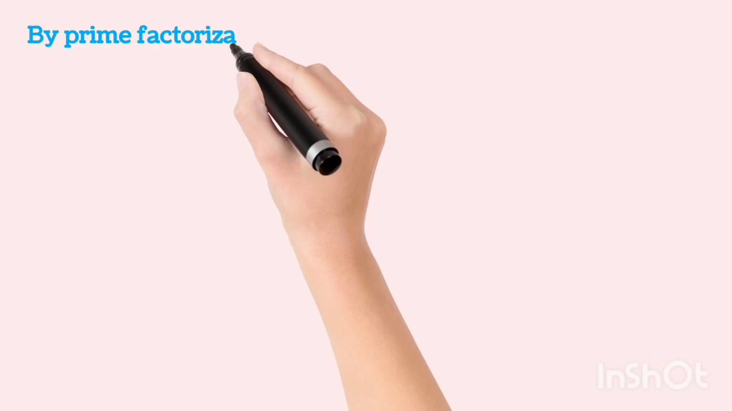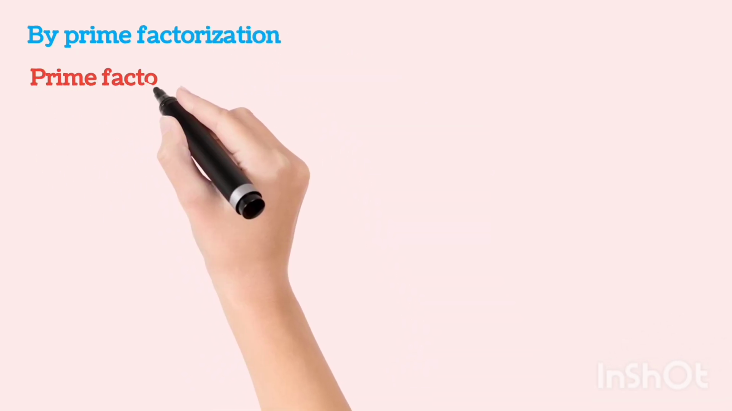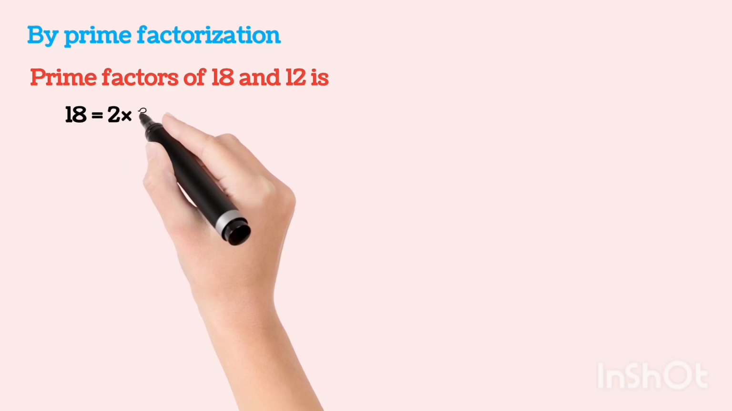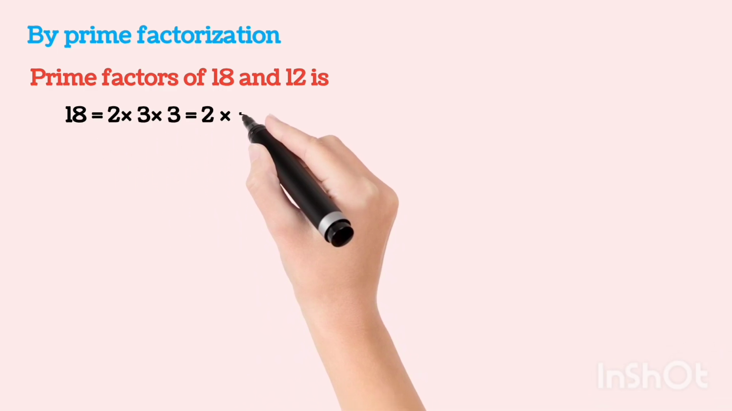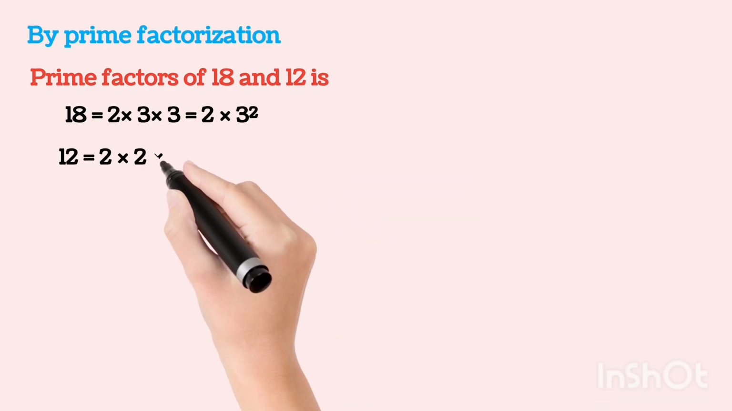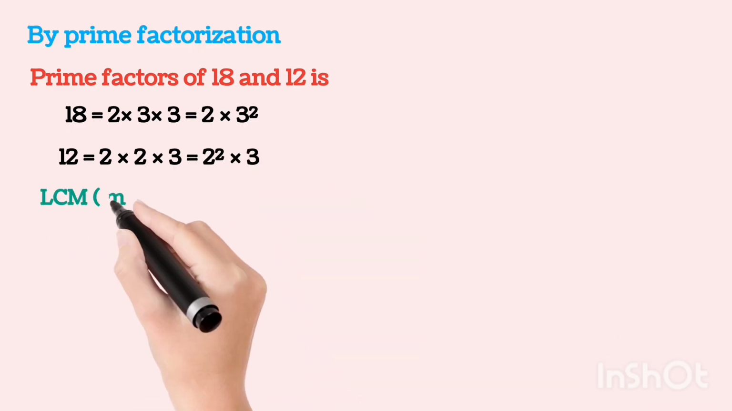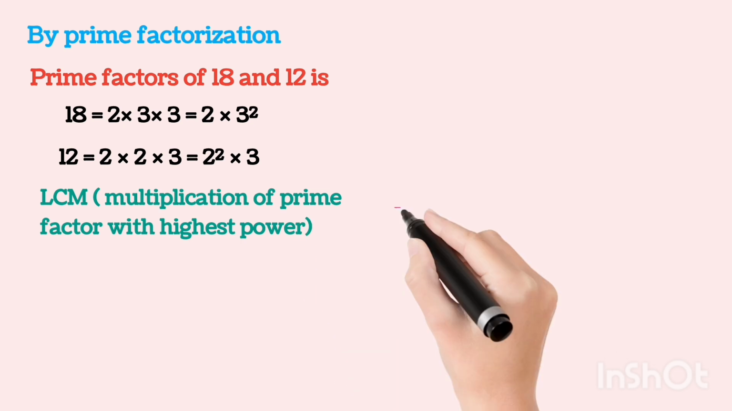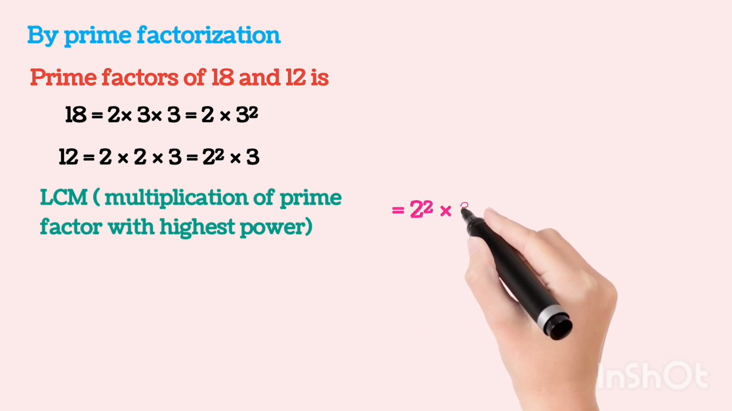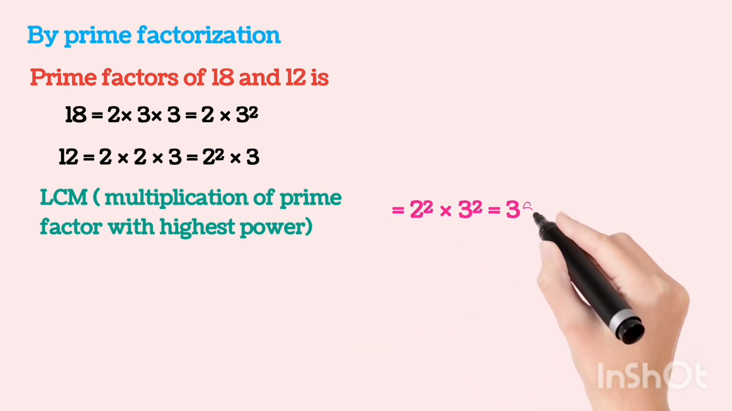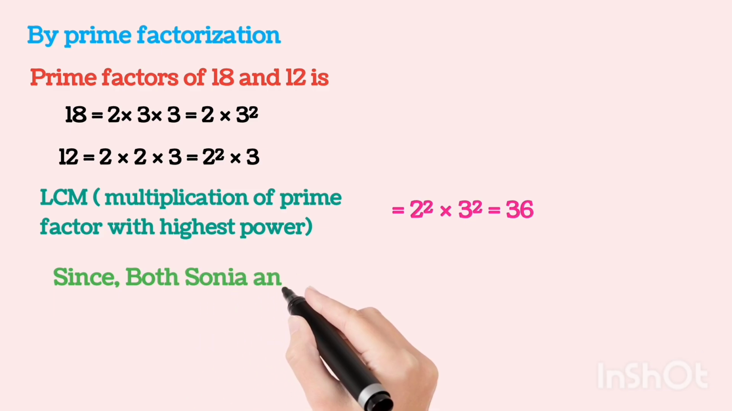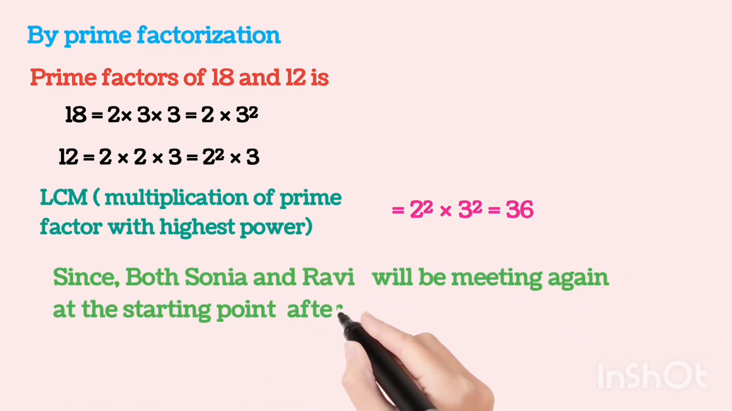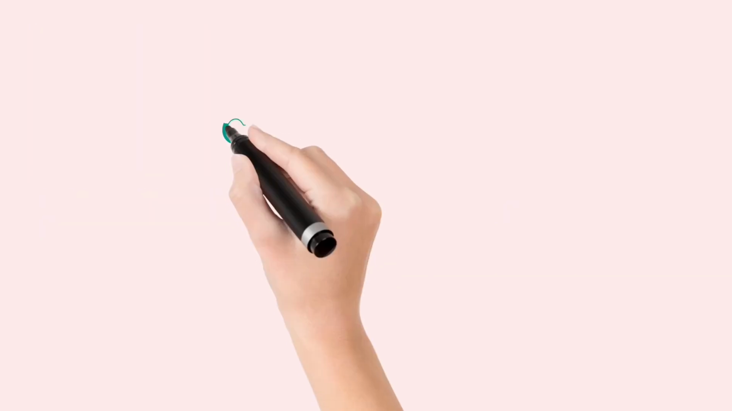By prime factorization method, the prime factors of 18 and 12 are: 18 equals 2 into 3 into 3, that is 2 into 3 square; 12 equals 2 into 2 into 3, that is 2 square into 3. LCM is the multiplication of prime factors with the highest power, that is 2 to the power 2 into 3 to the power 2, which equals 36. Since both Sonia and Ravi will meet again at the starting point after 36 minutes.